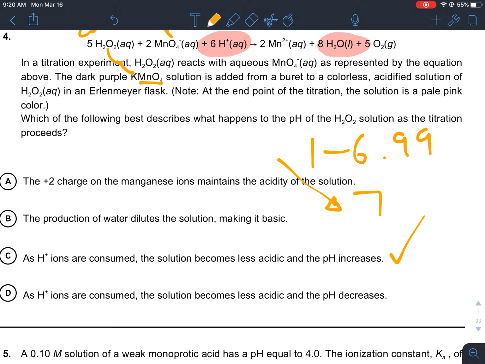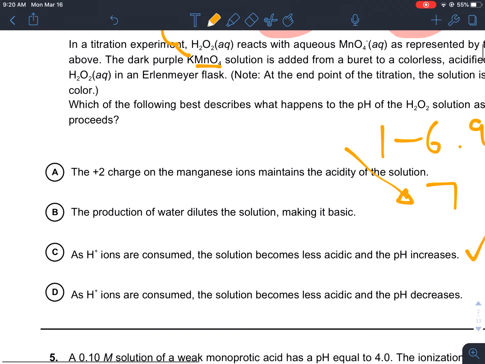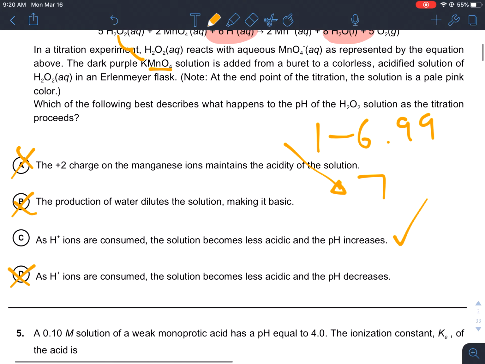That's exactly what we're trying to say there. So no, no, and no, okay? D is saying pH decreases. When pH decreases, that means you're getting more acidic. And people get confused with that all the time, so try not to make that mistake.